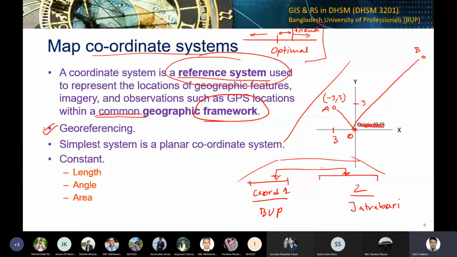So that's the idea of coordinate system, and that's how everything gets affected. Not affected, everything has the effect of coordinate system. It's very important in any idea of measurement when it comes to geographic data. So the simplest system is the planar coordinate system, just like this one. It's the simple form of any coordinate system.